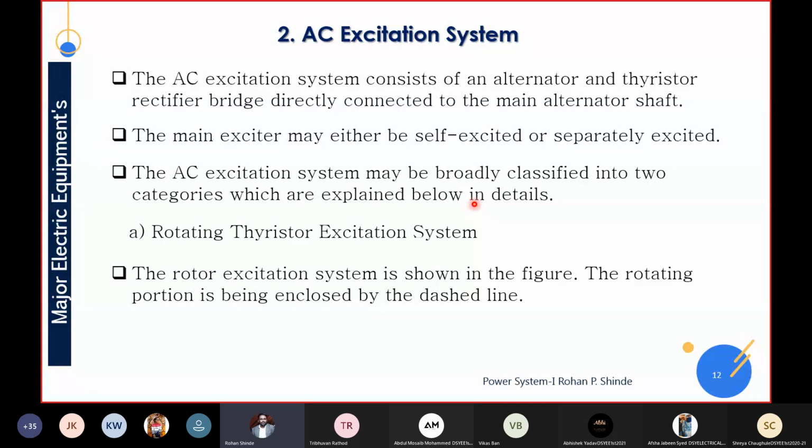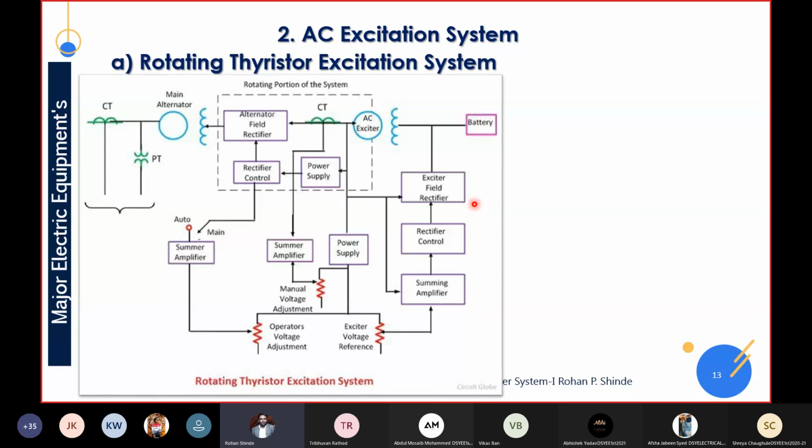See here, the rotor excitation system is shown in the figure. The rotating portion is enclosed by the dashed lines. That means this is the rotating thyristor excitation system, and these dashed lines are nothing but the rotating portion of the system. See here, the main exciter is there. This main exciter consists of CT and PT. I have already told you that the function of CT and PT is to protect the main alternator from the fault current. After that, some rotating system is there.